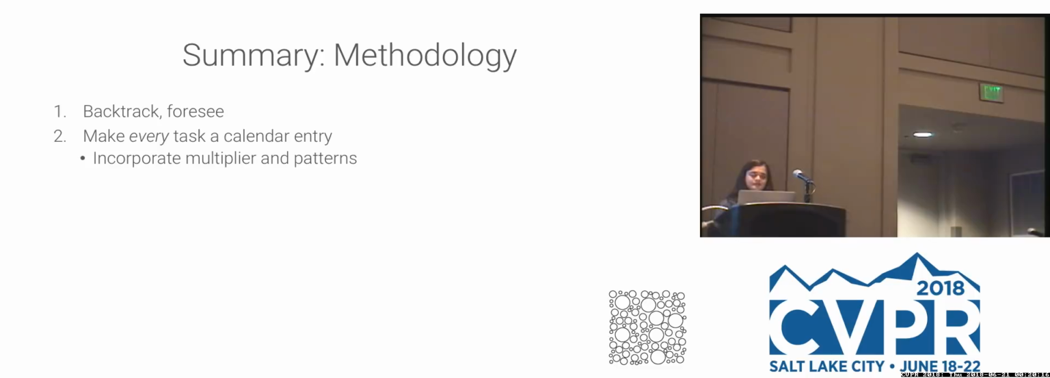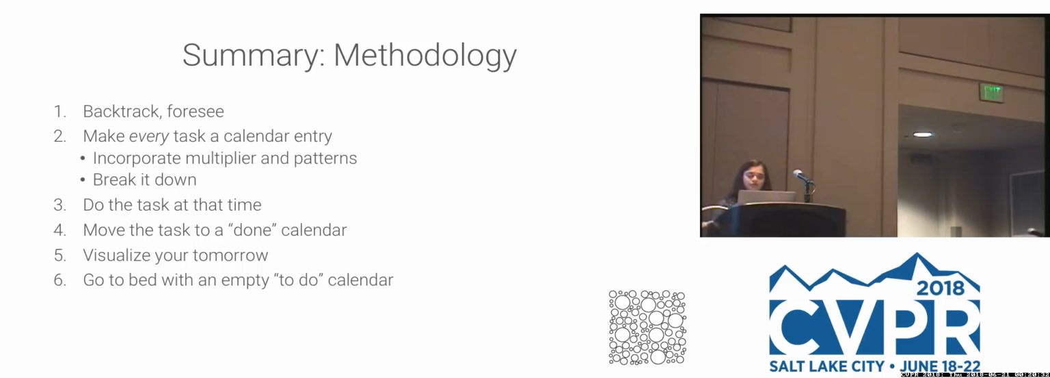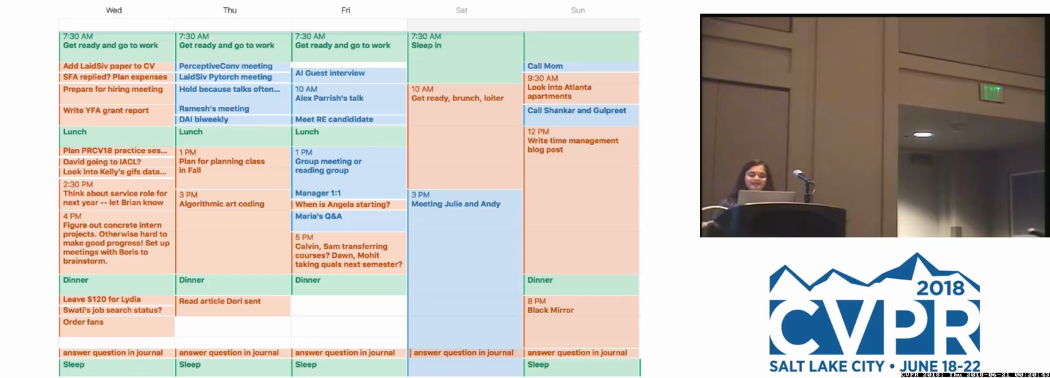Break larger tasks down into smaller things so that it's actually a meaningful entry on the calendar. Obviously do the task at that time, and this might relate to motivation a little bit. Once you're done, move it to the done calendar, visualize your tomorrow, visualize your next week, and then the goal is to go to bed with an empty to-do calendar, either because you got everything done or because you replanned and moved things around.